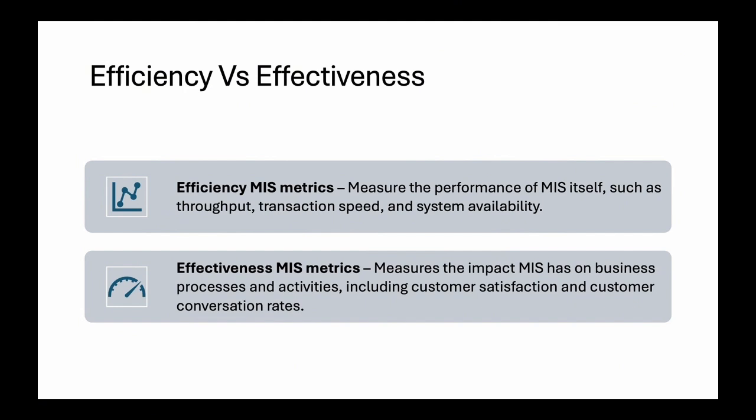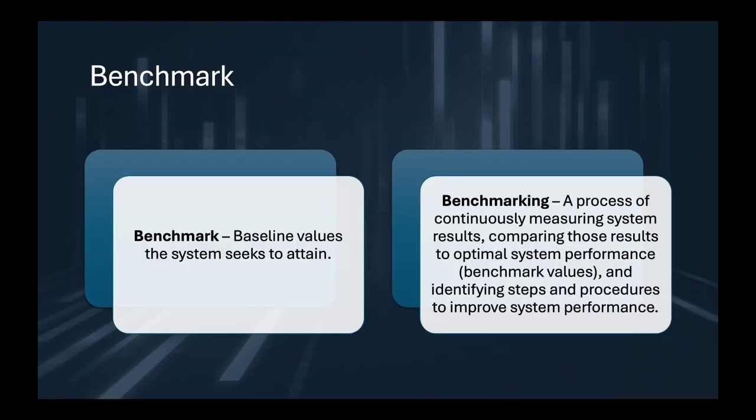Effectiveness MIS metrics measure the impact MIS has on business processes and activities, including customer satisfaction and customer conversion rates. Effectiveness is the quality of work, revenue per employee, and customer satisfaction, as we said before. Benchmark is the baseline value the system seeks to attain. Benchmarking is the process of continuously measuring system results, comparing those results to optimal system performance, benchmark values, and identifying steps and procedures to improve system performance.